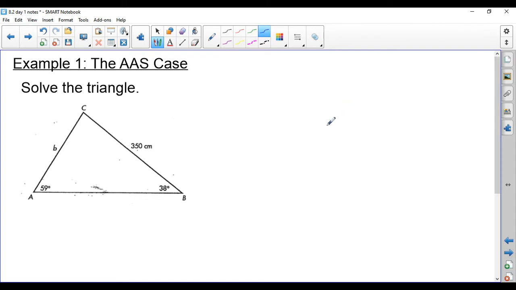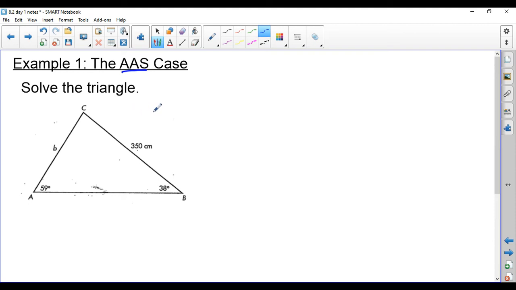So here's a couple examples of how you can use law of sines. In this case, we're looking at a triangle where we're given angle, angle, side, which if you remember from geometry is a way to prove two triangles congruent. So that means that there's only one triangle that has these two angles and that side. So here, I'm going to try and solve the triangle. I'm going to find all the missing sides and angles.